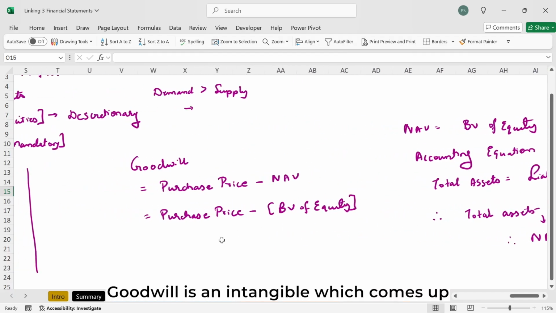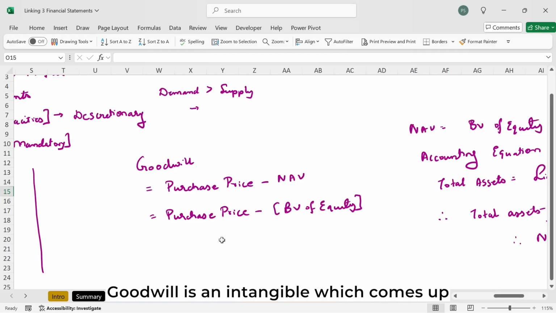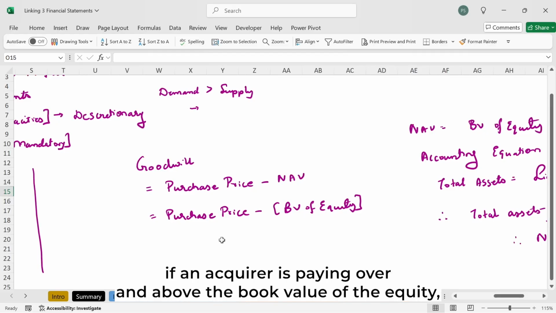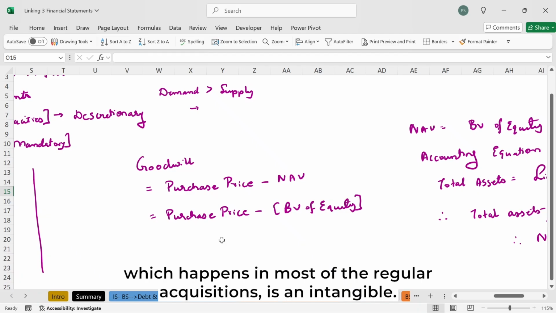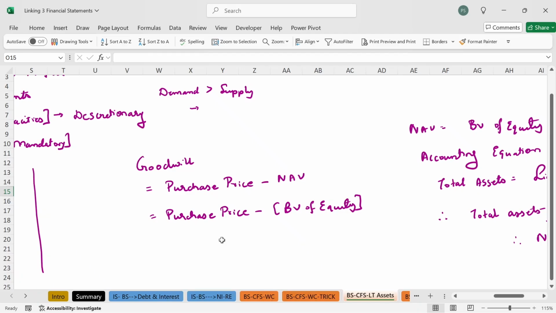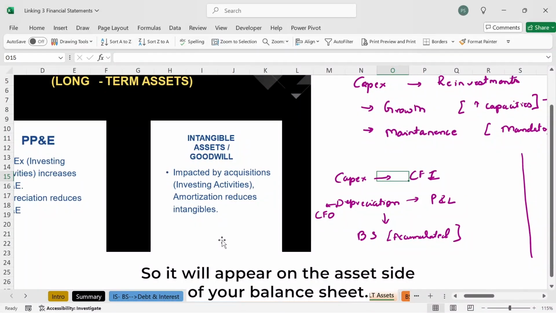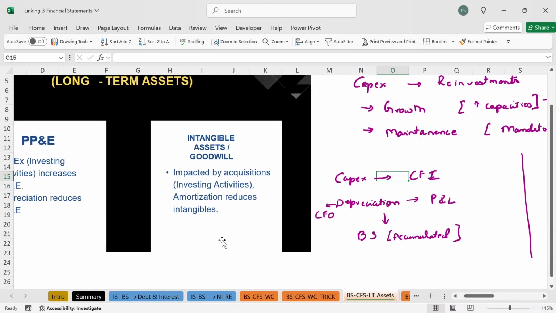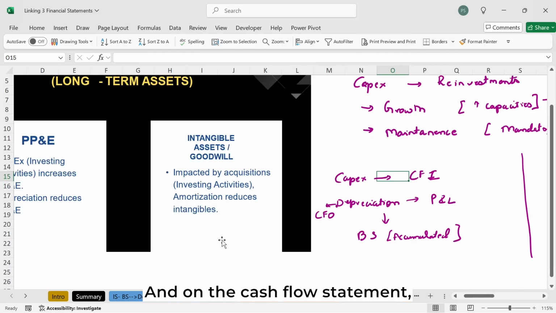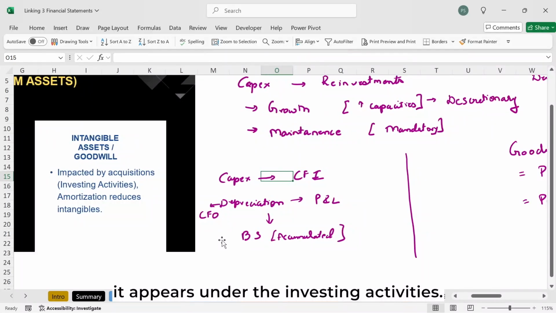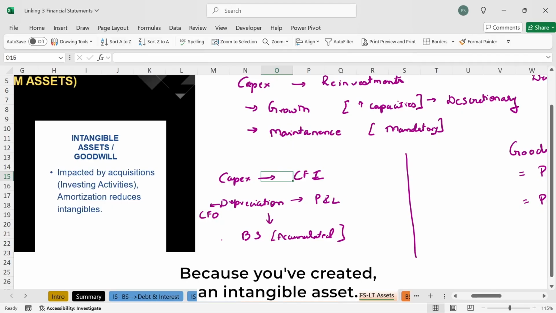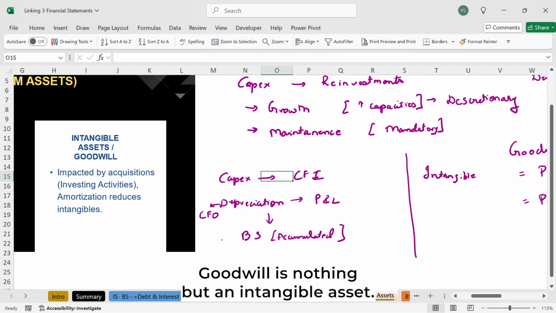So, friends, goodwill is an intangible which comes up if an acquirer is paying over and above the book value of the equity, which happens in most of the regular acquisitions. It will appear on the asset side of your balance sheet. And on the cash flow statement, it appears under the investing activities, because you've created an intangible asset. Goodwill is nothing but an intangible asset.